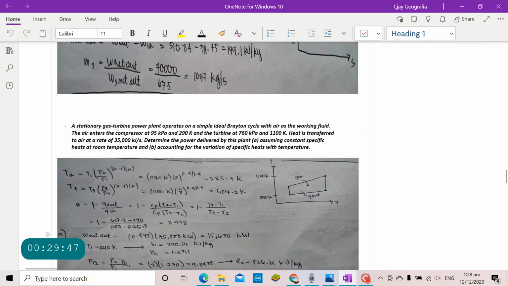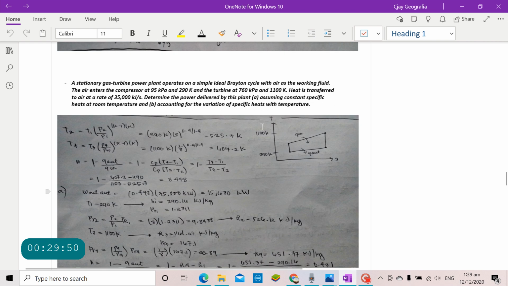So first, determine the power delivered by the plant, assuming constant specific heat. So again, we'll use this formula. T2 is equal to T1 times P2 over P1.